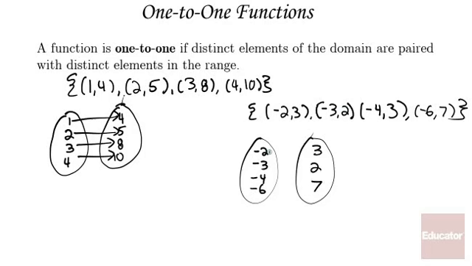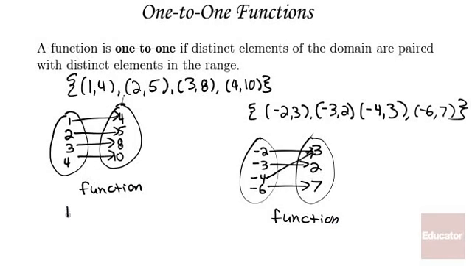Negative 2 corresponds to 3. Negative 3 corresponds to 2. Negative 4 also corresponds to 3. Negative 6 corresponds to 7. This is still a function, okay? So these are both functions. Function, function. However, this is a one-to-one function. This is not one-to-one.